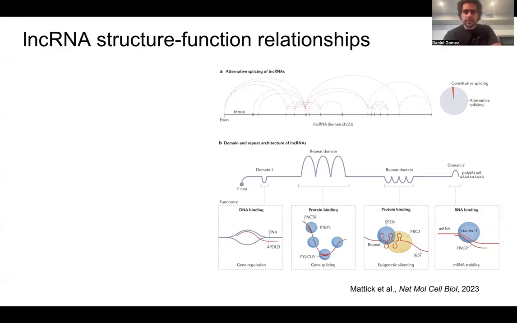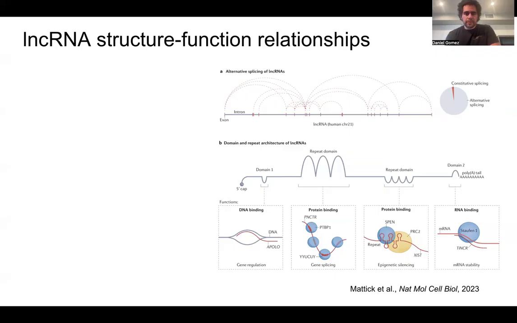And next, here we have a domain of repeated architecture of lncRNAs. So we have domains and repeated domains: domain 1, domain 2 as repeat domains, and then a poly A tail and a 5' cap. So from 5' cap to domain 1, repeated domain, and domain 2, and then poly A tail, like a normal mRNA, but it's an lncRNA.